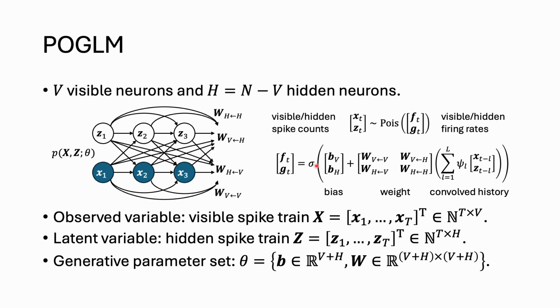The generative parameter theta consists of the biases of all neurons and the linear weights between all neurons. If we partition them into blocked vectors and blocked matrices, we can see their corresponding roles in this iterating process. For example, W V to H is the weight from visible neurons to hidden neurons.